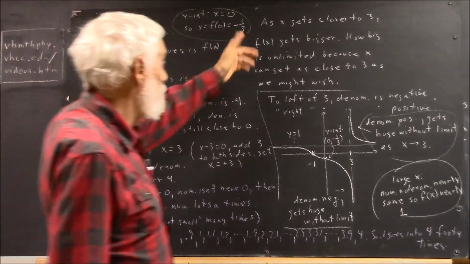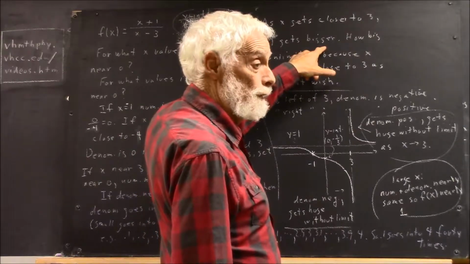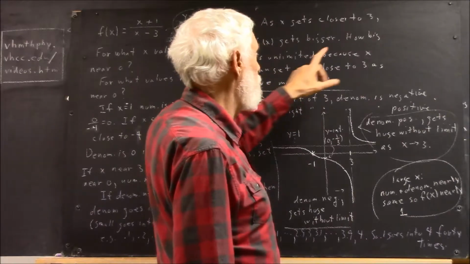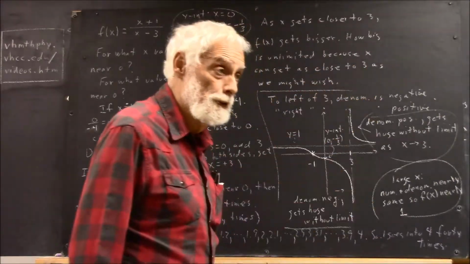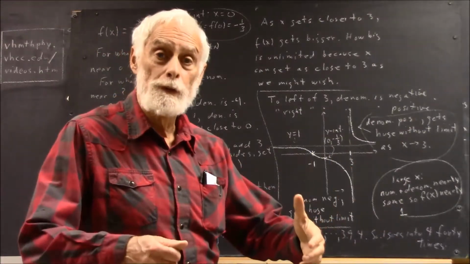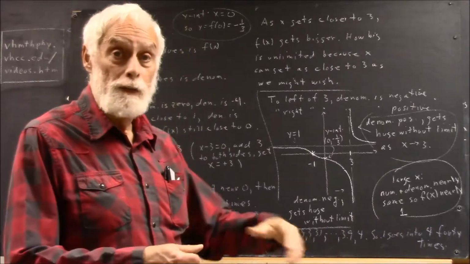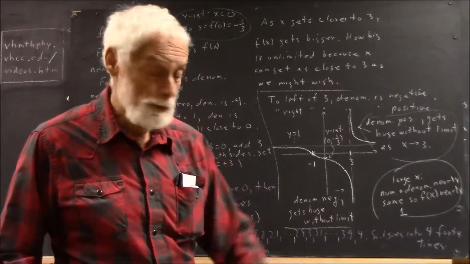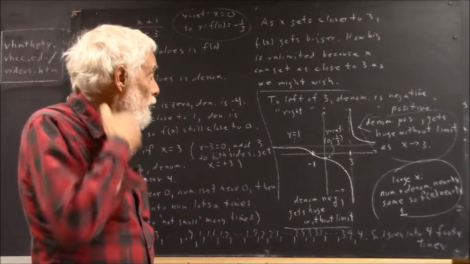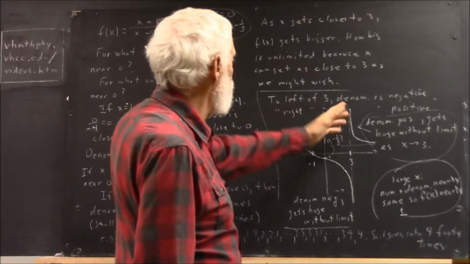So I make the statement, as x gets closer to 3, f of x gets bigger. Okay? And how big is unlimited, because x can get as close to 3 as we might wish. You tell me how close you want to get to 3, and I'll give you a number that's closer. We can do that all day. And I can give you a number close to 3, you can give me a number closer. Okay?